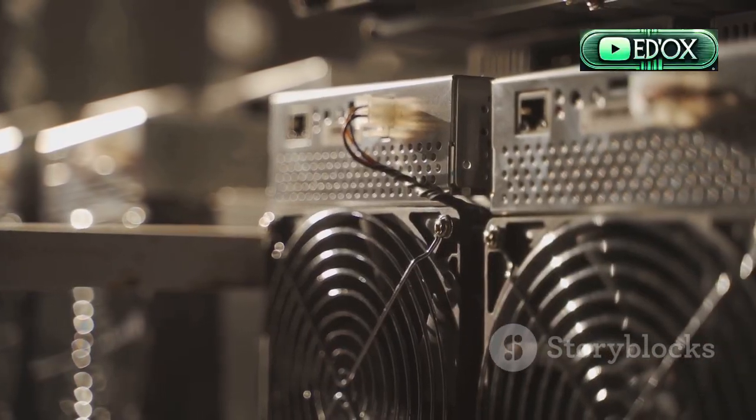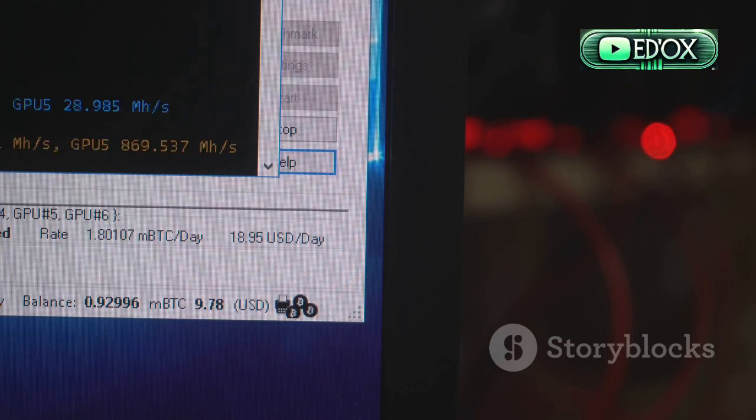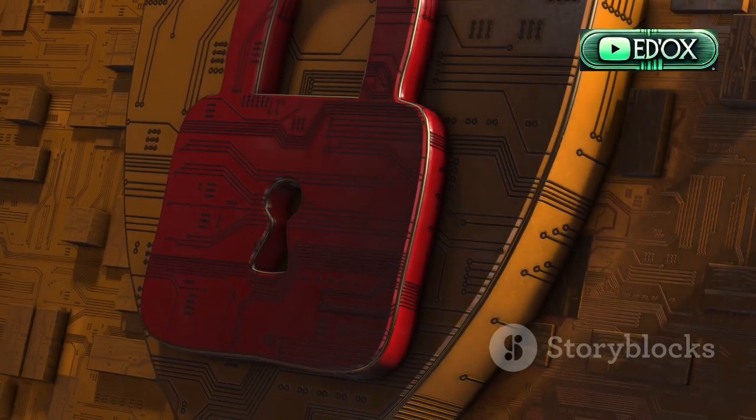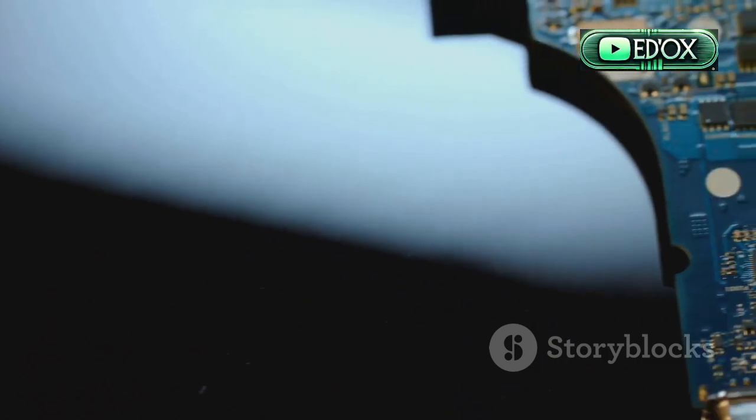Think of it like digital gold mining. Instead of digging earth, miners use computers. They solve very hard mathematical puzzles. This effort secures the entire network. It ensures all transactions are legitimate.